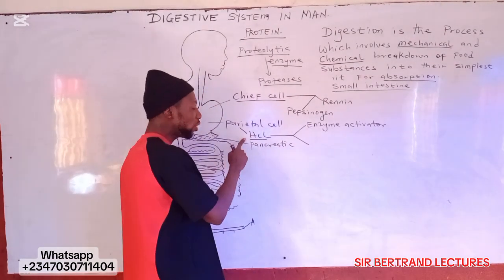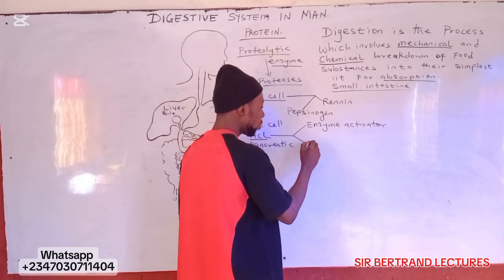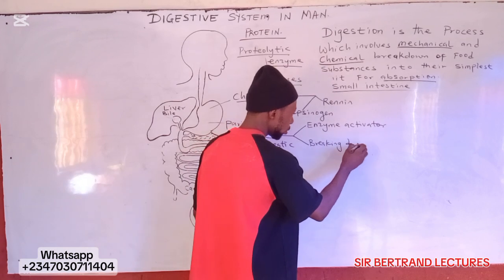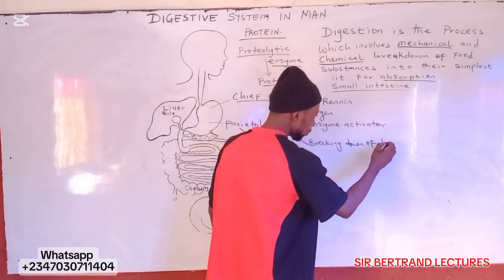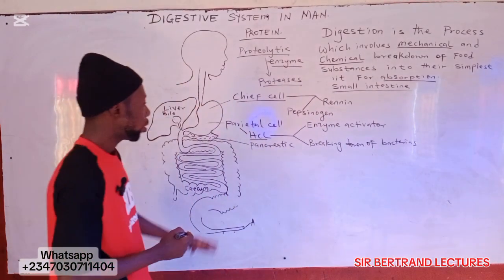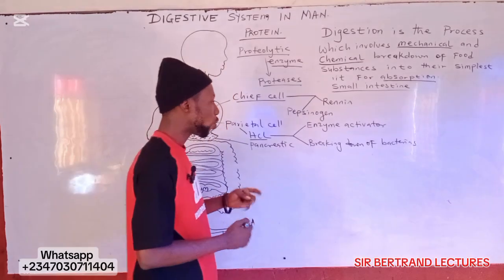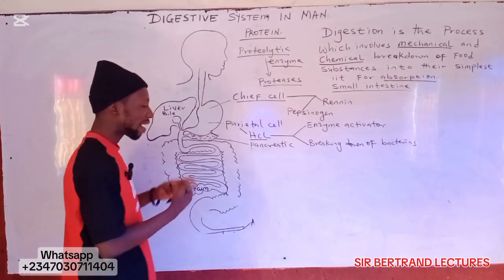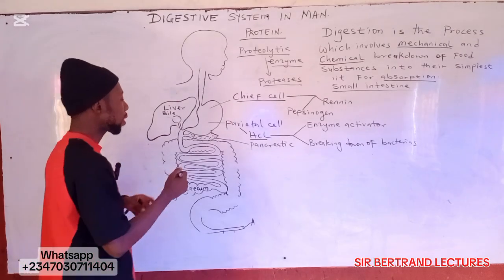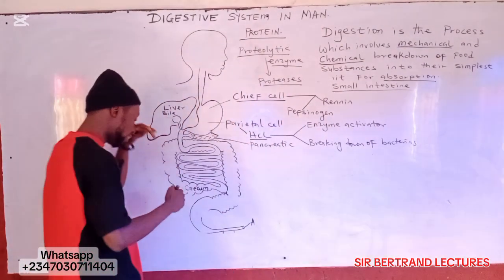Then the hydrochloric acid is responsible for breaking down bacteria, digesting bacteria that affect the food in the stomach. Okay, then this pepsinogen here is inactive.